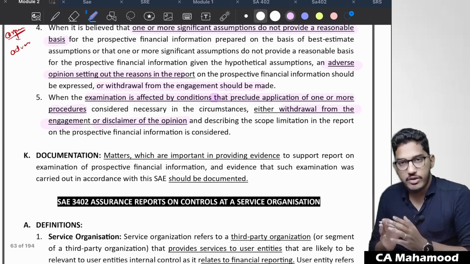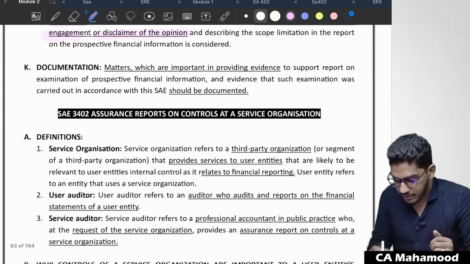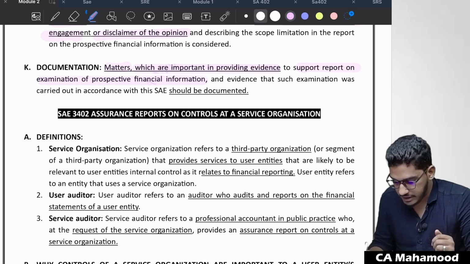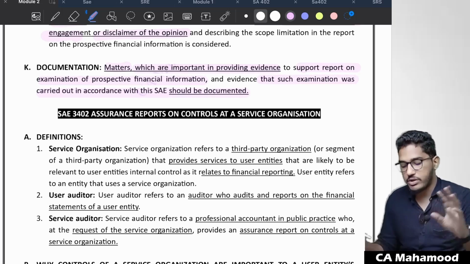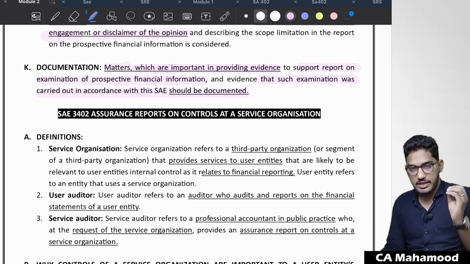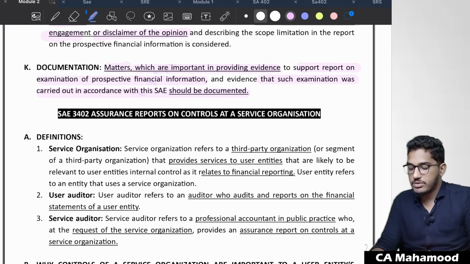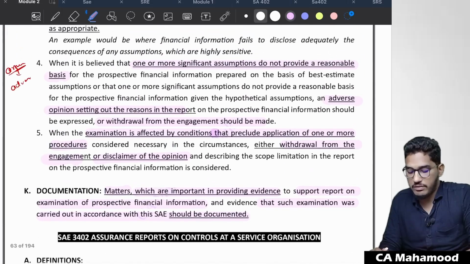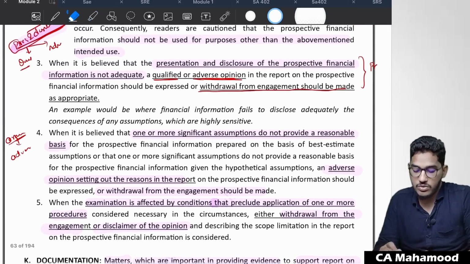Documentation. So finally, you are required to maintain some documentation also. What matters are you required to document? Documentation matters which are important in providing evidence to support the report on examination of prospective financial information, and evidence that such examination was carried out in accordance with this SAE should be documented. So whatever matter you feel will act as evidence for the report you have given, and whatever document will give you evidence that you have conducted the engagement as per this SAE, everything should be documented. So you have to comply with the documentation requirements also.